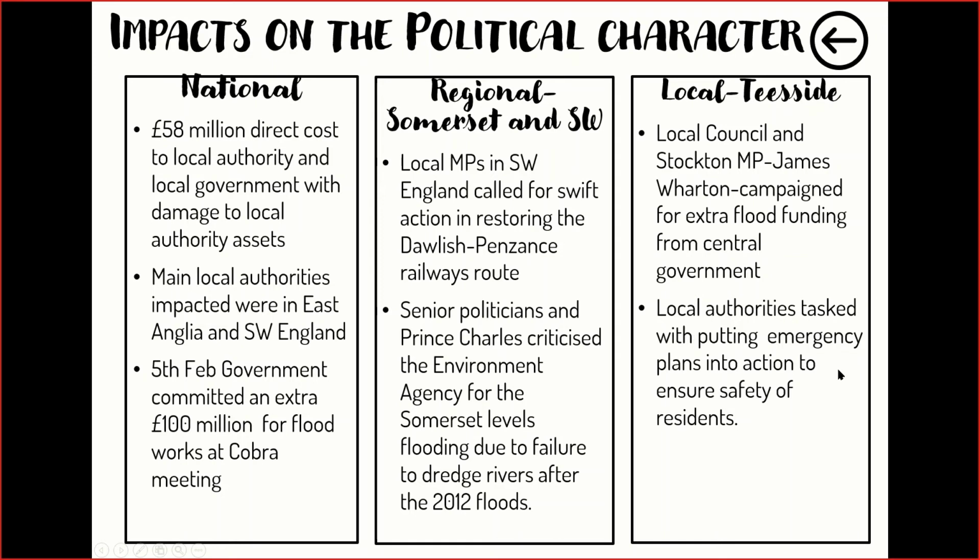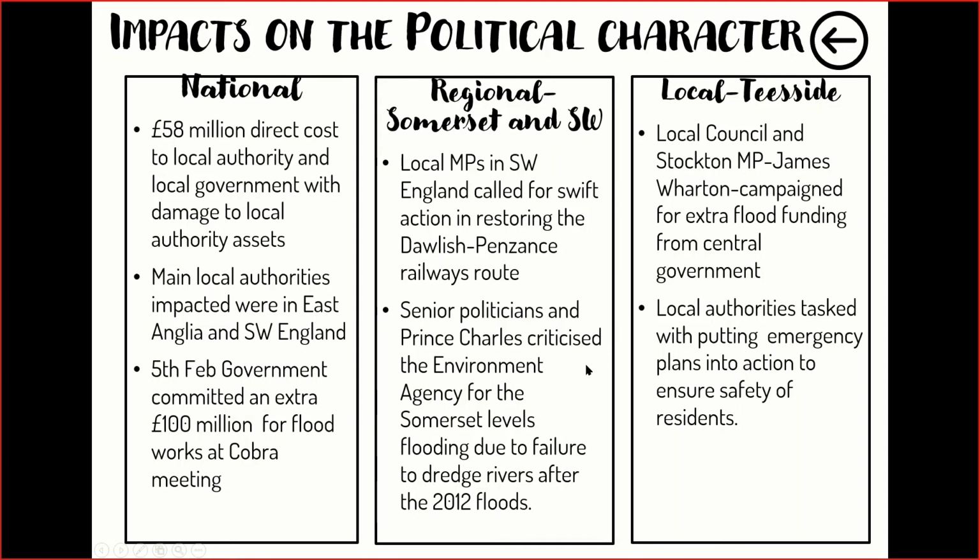Local authorities were tasked with putting the emergency plans into action to get people to safety, so those evacuation orders. That was done fairly calmly. That looked quite good for the local political figures pushing for that. Same down in Somerset and the Southwest. Prince Charles even managed to criticise the Environment Agency for the flooding because they hadn't dredged the rivers. They hadn't got the big diggers and taken out the sediment deposited in the rivers. If they don't do that, it fills up so it can hold less water. So they were under severe criticism.